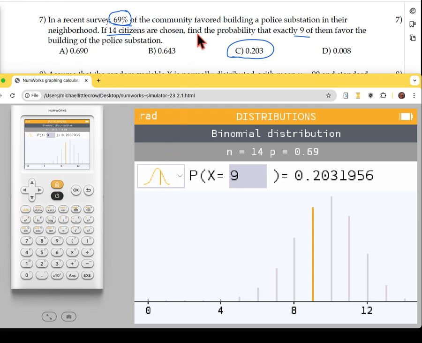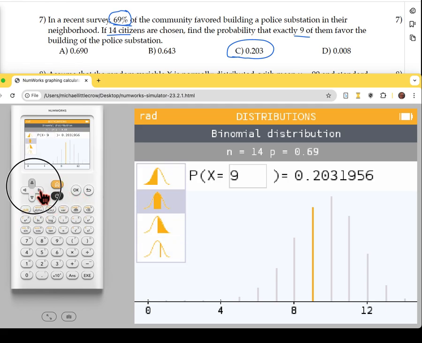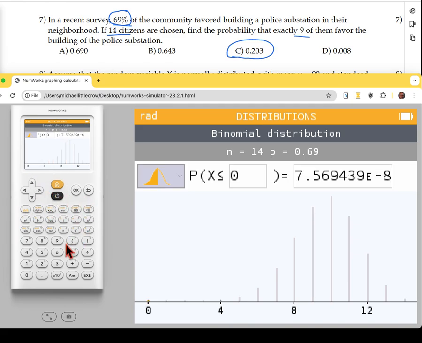Now, this question could change. I might have said, what's the probability that less than 9? So if it was less than 9, what you would do is you would come over here, and we want below 9, the probability below 9. And watch, it's going to add all these together. We'll put in our 9. And we see now that's 44%.